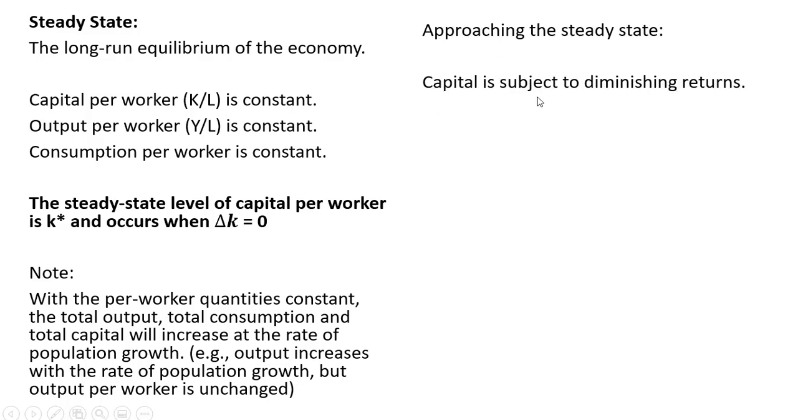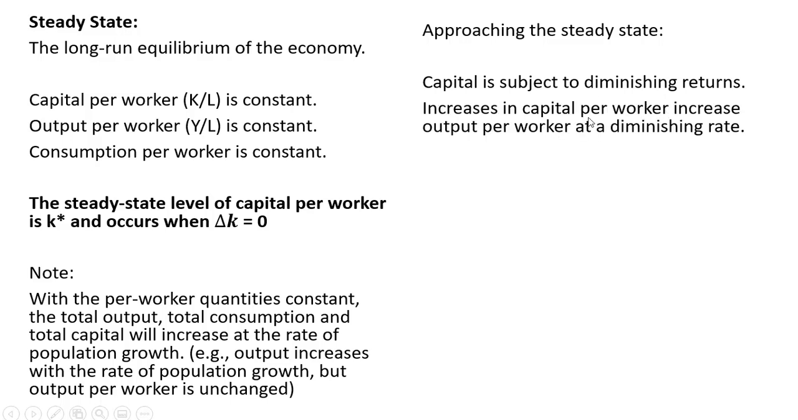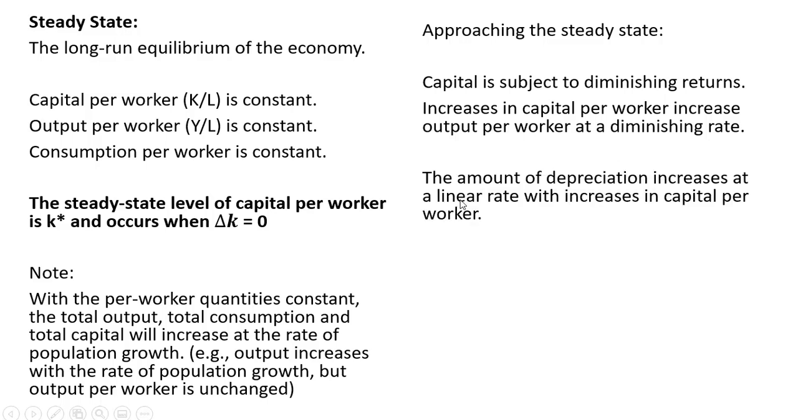So approaching the steady state, some things to keep in mind: capital is going to be subject to diminishing returns. So increases in capital per worker increase output per worker, but at a diminishing rate. And the amount of depreciation increases at a linear rate with increases in capital per worker.